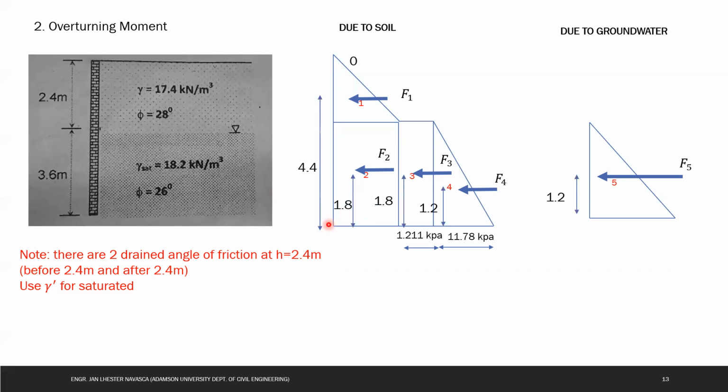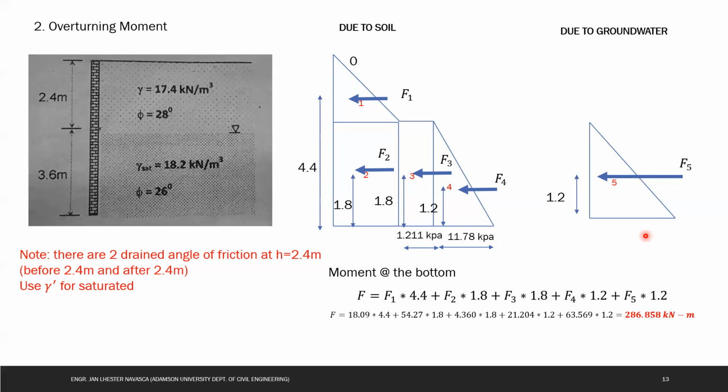So the length of the center of gravity from the bottom, I know you can solve this. Again, for a triangle, you have 1/3 H at the bottom and 2/3 H at the top. Okay, so moment at the bottom: F sub 1 multiplied by 4.4, F sub 2 multiplied by 1.8, F sub 3 by 1.8, F sub 4 by 1.2, and F sub 5 by 1.2.